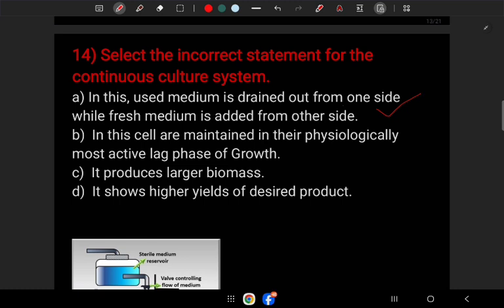In this, cells are maintained in their physiologically most active lag phase of growth. This is the incorrect option, because this is not the lag phase, this is the log phase. Log phase is continuous growth. It produces larger biomass. This is right. It shows higher yield of desired product. Right. So the incorrect statement is statement B.